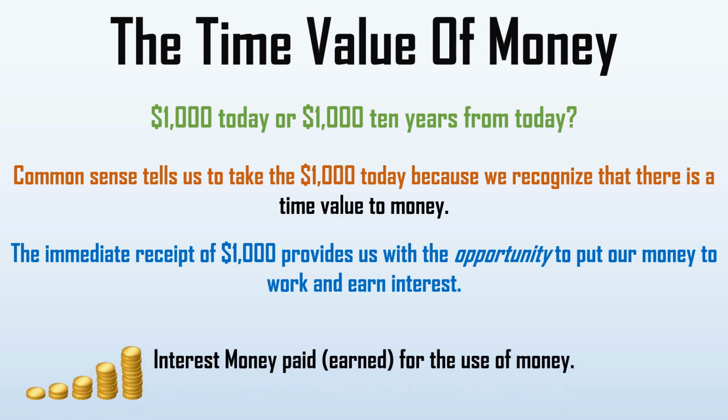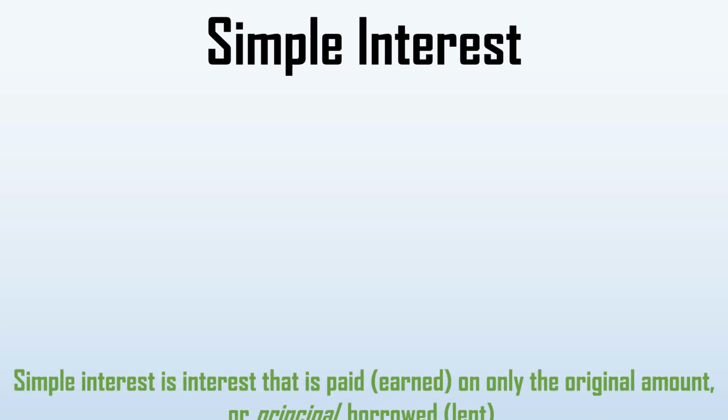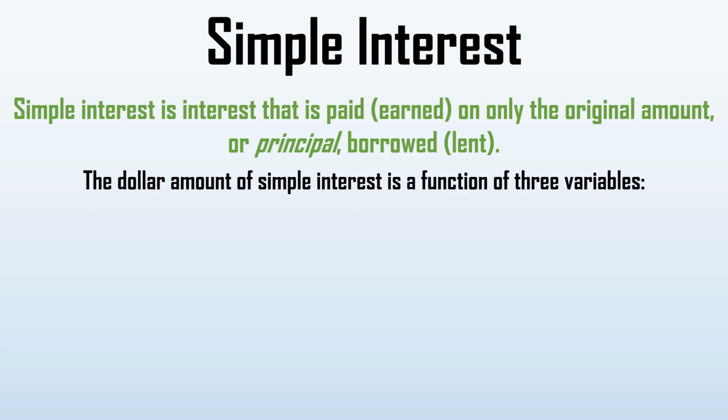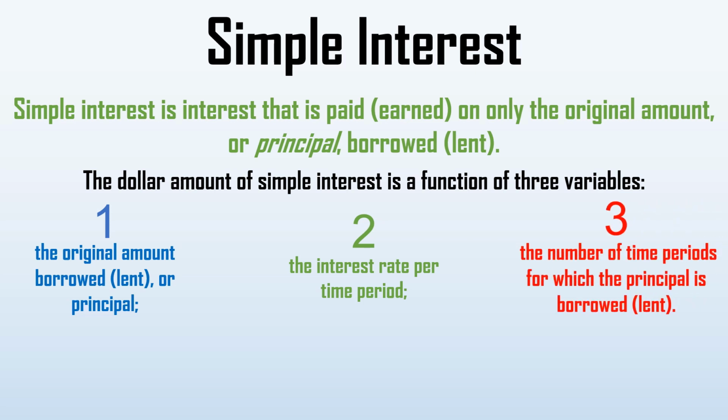So now what is interest? Interest can be defined as the money paid or earned for the use of money. Now let's define simple interest. Simple interest is the interest that is paid or earned on only the original amount or principal borrowed or lent. The dollar amount of simple interest is a function of three variables. Number first is the original amount borrowed or lent. Number second is the interest rate per time period. Number third is the number of time periods for which the principal is borrowed or lent.